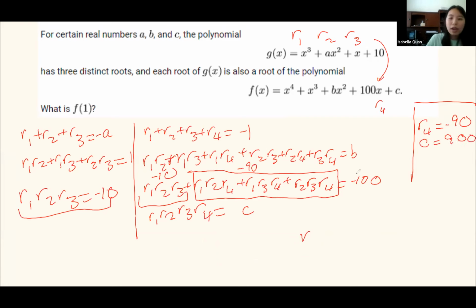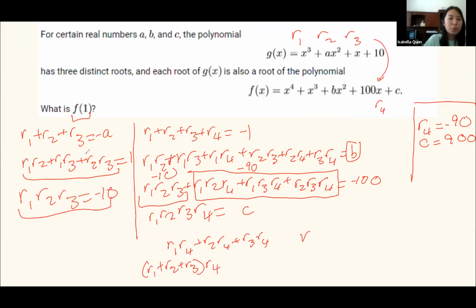Nice. Now we just need to find B, and then we'll be done with this question, because we need F of 1. And we're like half of the way there because we have these three terms, R1, R2, R1, R3, R2, R3, added together, this is going to be 1. But we still need to know R1, R4 plus R2, R4 plus R3, R4. Luckily, this is just, sorry, I muted myself, R1 plus R2 plus R3 times R4. We know R4, and we can pretty easily find what negative A is. What would that be? Or actually, no, we can just find it from here.